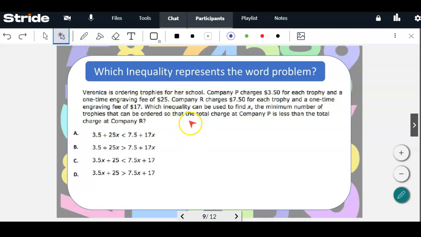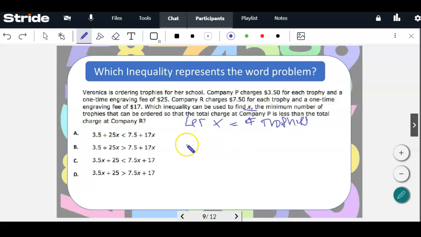So Veronica is ordering trophies for her school. Company P charges $3.50 for each trophy and a one-time engraving fee of $25. Company R charges $7.50 for each trophy and a one-time engraving fee of $17. Which inequality can be used to find X, the minimum number of trophies that can be ordered so that the total charges at Company P is less than Company R? So our let statement, we have X is the number of trophies. So let's put number of trophies.